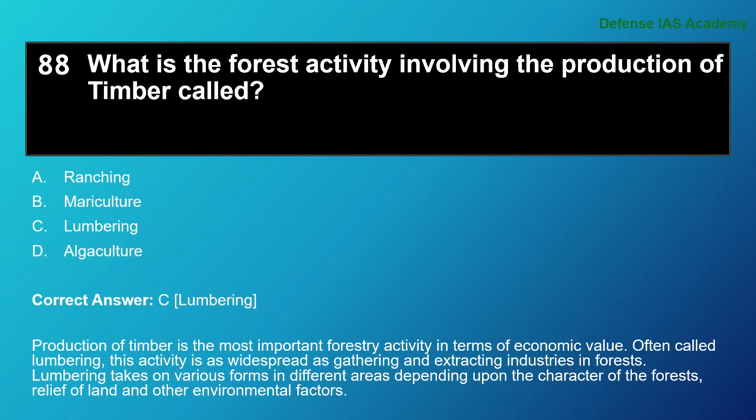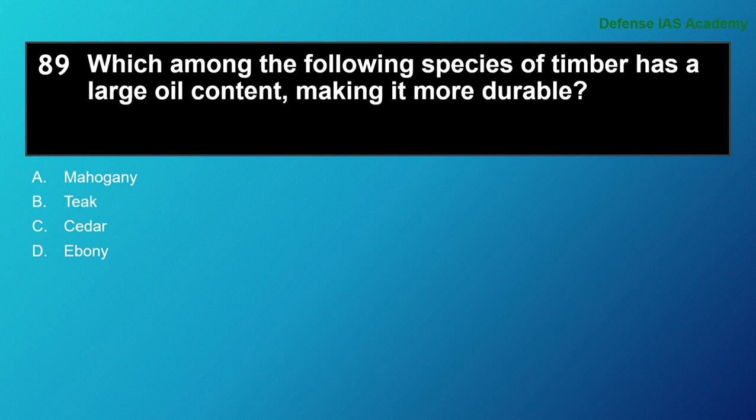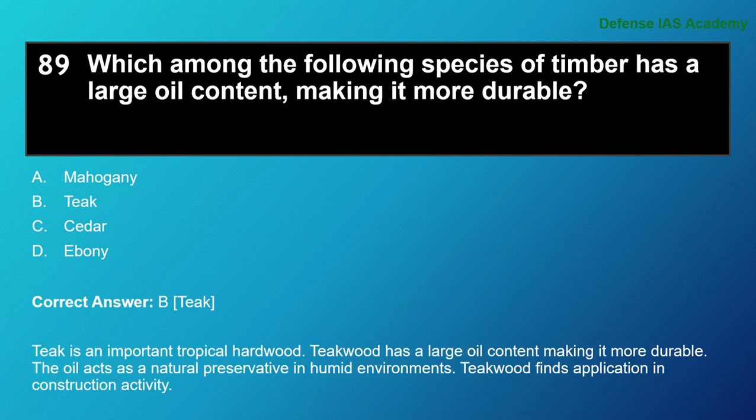What is the forest activity involving the production of timber called? That's the next question. Answer is option C, lumbering. Production of timber is the most important forestry activity in terms of economic value. Often called lumbering, this activity is as widespread as gathering and extracting industries in forest. The lumbering takes on various forms in different areas depending upon the character of the forest, the relief of the land, and other environmental factors.